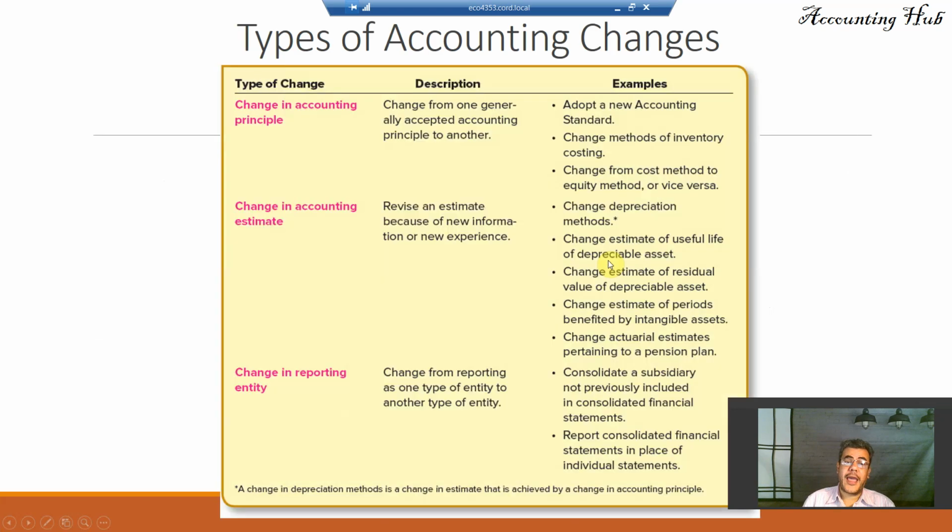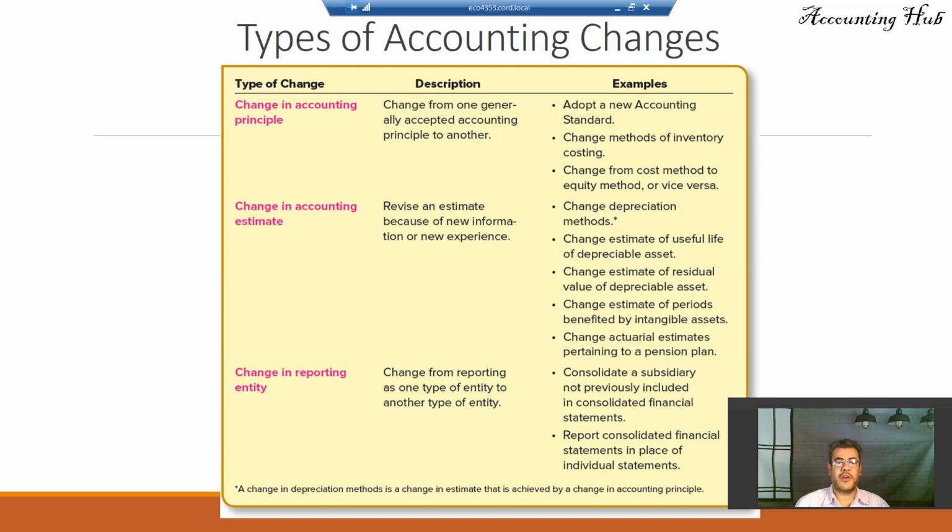We have three types of accounting changes. Changing the accounting principle, this video. Accounting estimate, we have a video about that, and the video is in our video description. And reporting entity, we also have a video about that, and it is in our video description. Okay? And what is changing accounting principle?